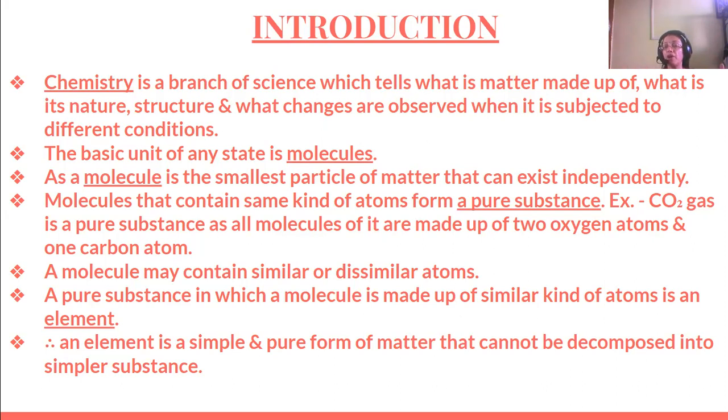Like in carbon dioxide, we find similar atoms, and in some other molecules there are dissimilar atoms. A pure substance in which a molecule is made up of similar kind of atoms is known as an element. How do we define an element? An element is a simple and pure form of matter that cannot be decomposed into simpler substances. We cannot break the element into simpler substances.